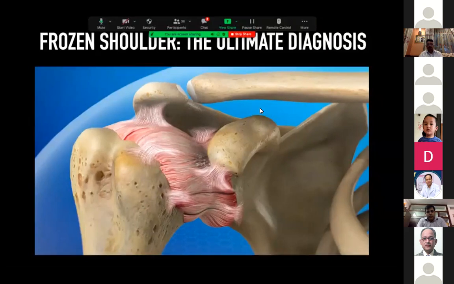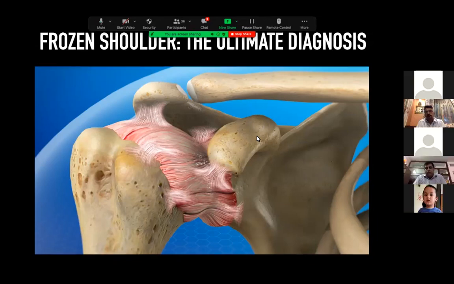See, earlier, whenever a shoulder condition came with pain and stiffness, almost invariably the first diagnosis used to be frozen shoulder. As knowledge increases and we become more experienced, we keep on examining other things. So now most of the time we find we were misdiagnosing frozen shoulder. Other conditions like rotator cuff tear are more common than frozen shoulder. So one has to be very particular while examining for this.